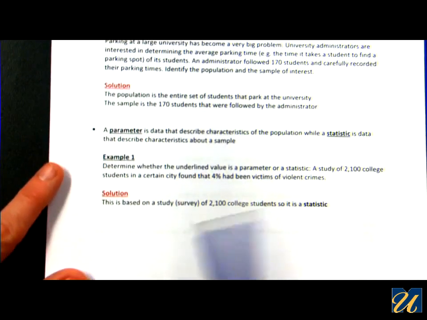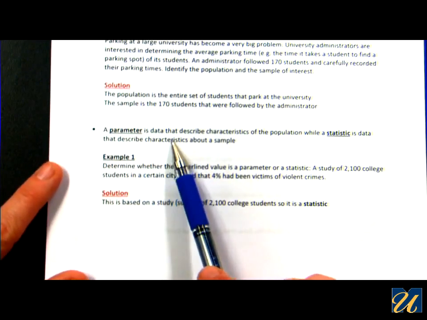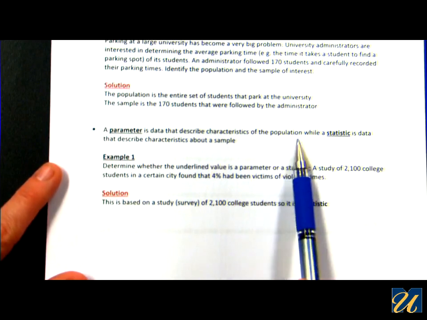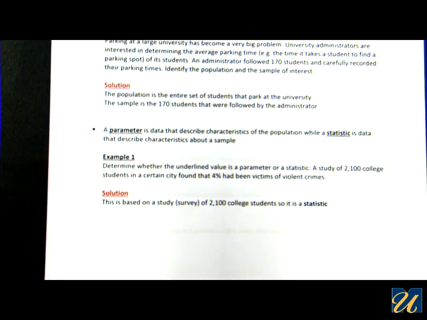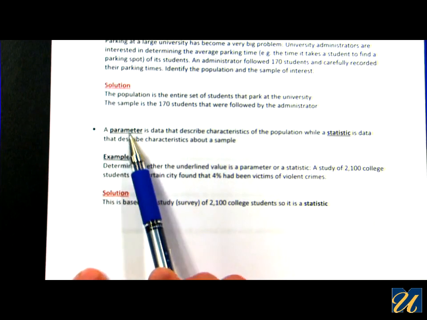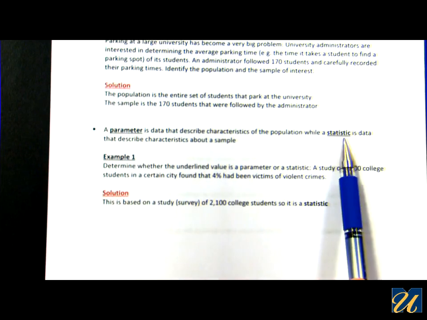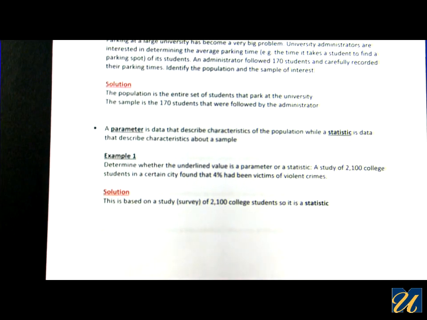As mentioned before, a parameter is the data that describe characteristics of the population, while a statistic is data that describe characteristics about a sample. We use Greek letters for the parameters, we use Latin letters for the statistics.